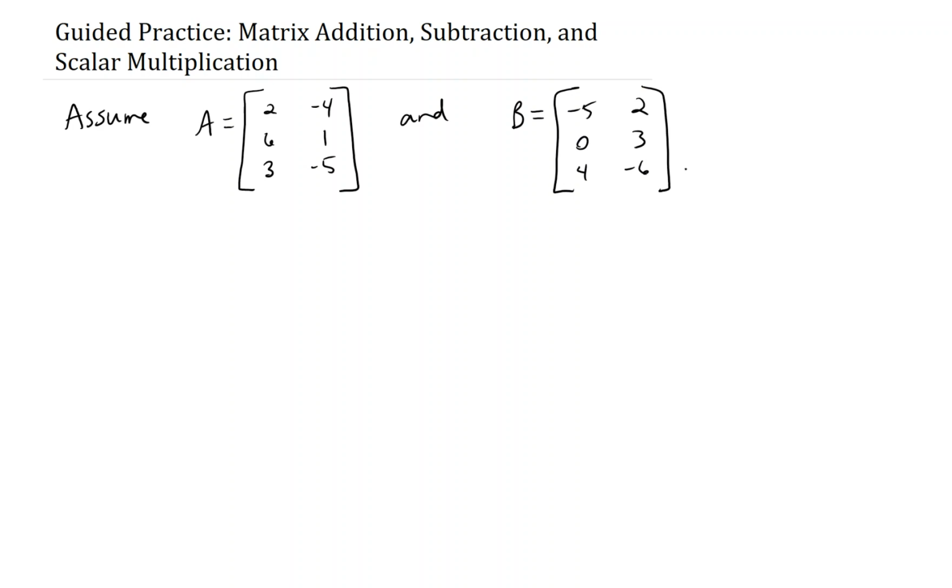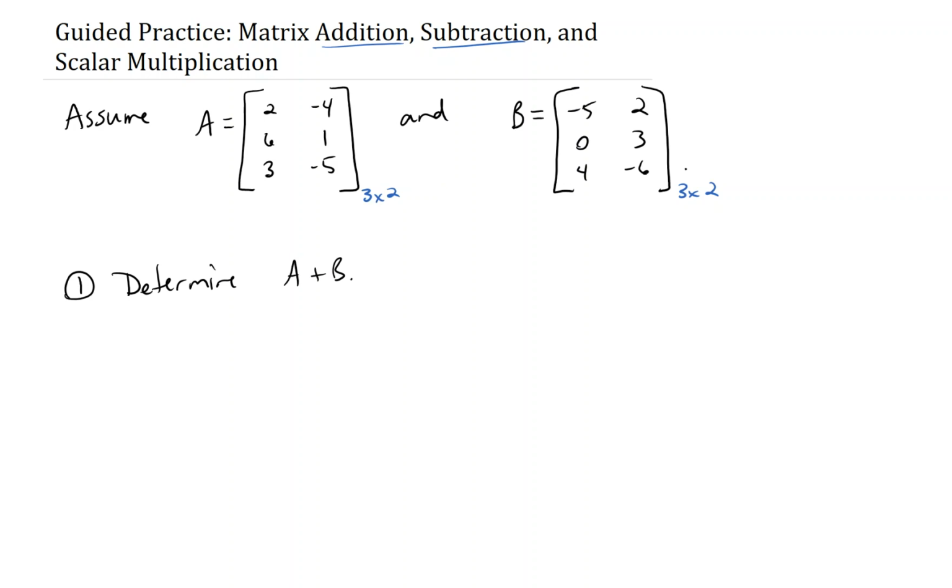I want to make a note here that these matrices each have 3 rows and 2 columns. So they're 3 by 2 matrices, okay? Which makes them compatible for addition and subtraction. Remember, matrices have to have the same size or order in order to be added or subtracted. So let's start with the first problem. Let's keep it simple. Number 1 is to determine A plus B.